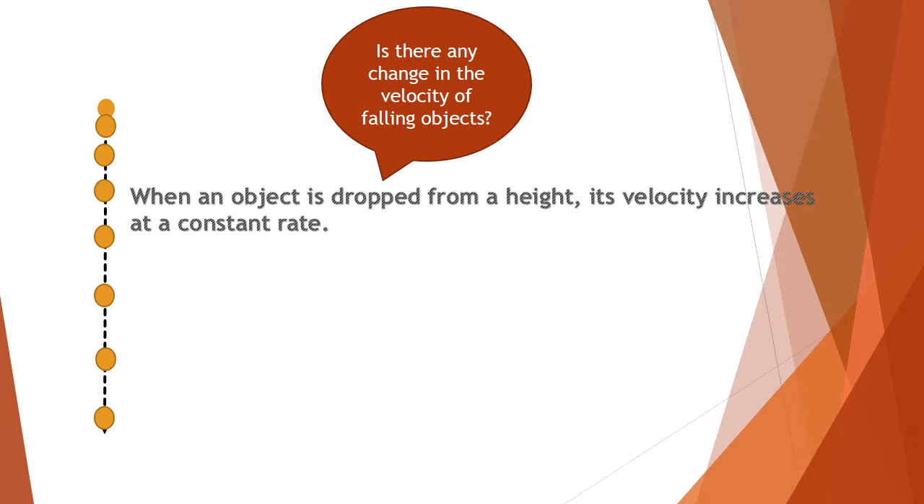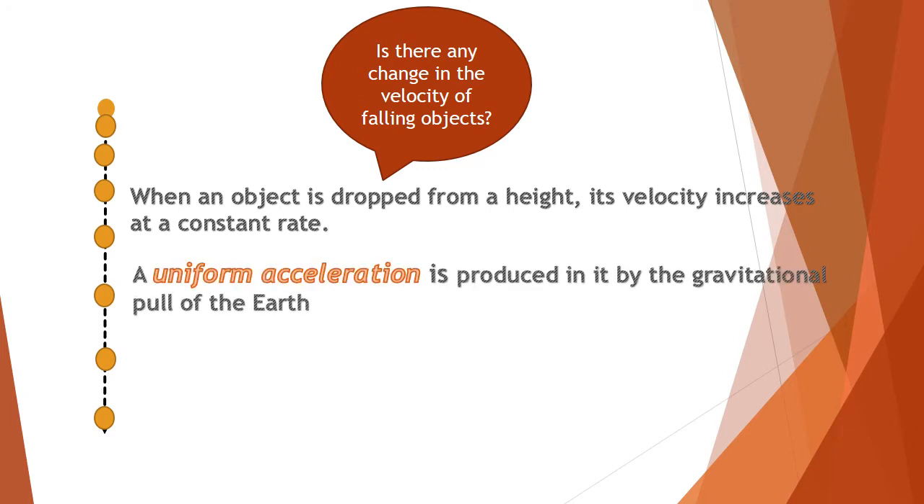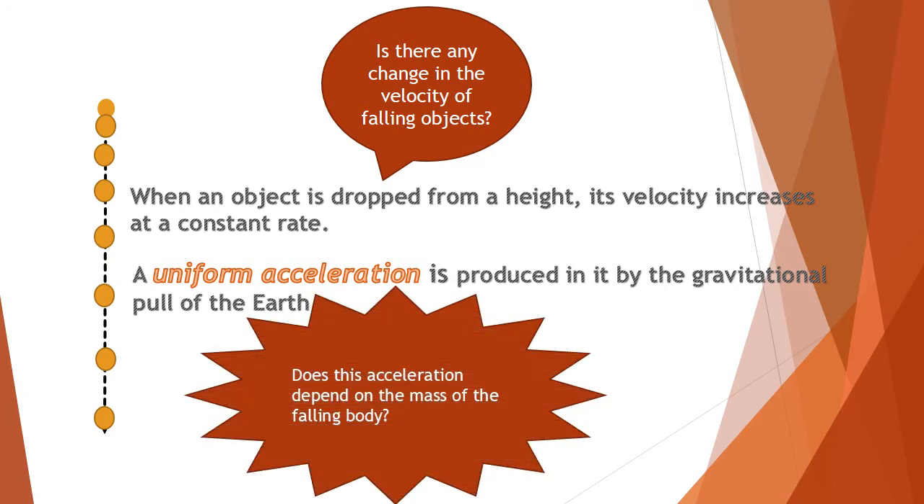So here we are talking about objects which are falling freely due to the gravity of the Earth. The rate of change of velocity of these objects will be constant, or we can say that it will have a uniform acceleration. So a uniform acceleration is produced in a freely falling object by the gravitational pull of the earth. We have already studied, when we studied uniform acceleration in the chapter Motion, that freely falling objects are good examples of uniform acceleration. Now, let us understand whether this acceleration depends upon the mass of the falling object.